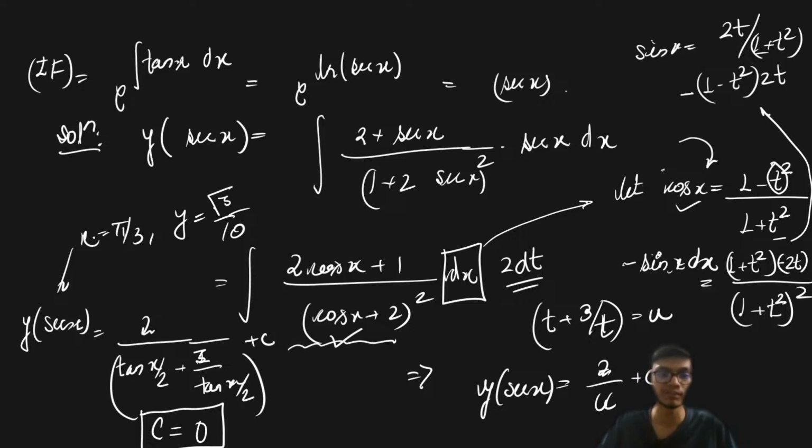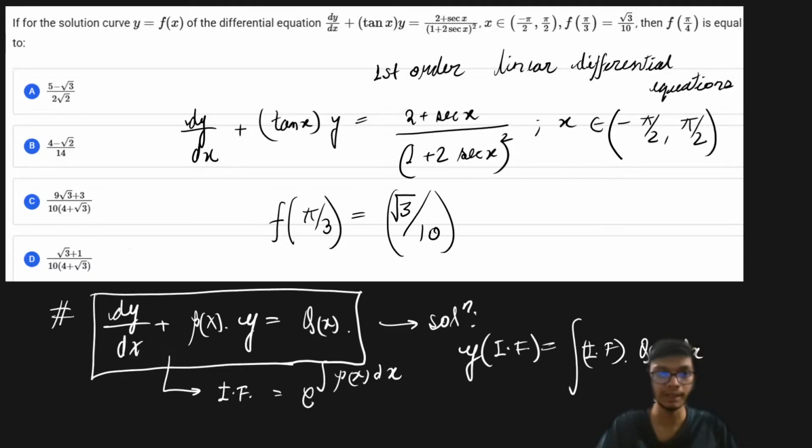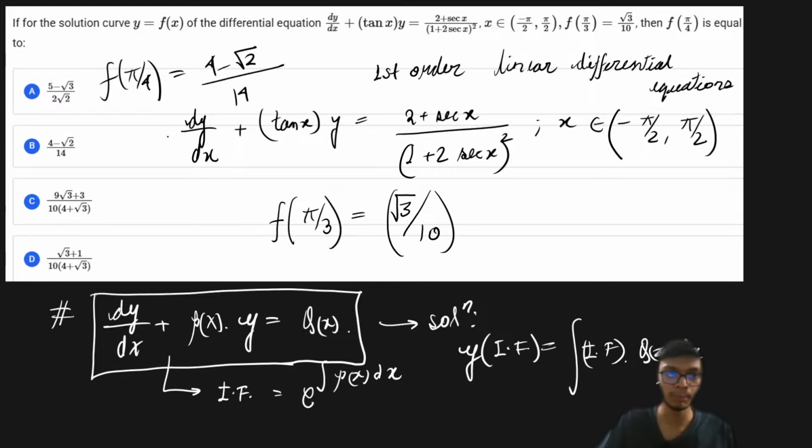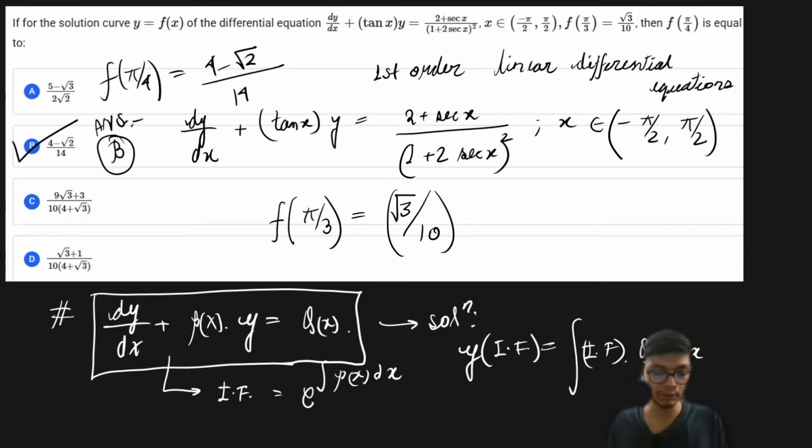So now you have to put the value of x equal to pi by 4 and find out the corresponding value of y. So from there, if you just do the simplification by yourself, you are going to get the answer that f of pi by 4 is going to come out as (4 minus square root 2) by 14, which is basically going to be equal to option number B, and that is going to be the correct answer to this particular problem. I hope this particular problem is clear to all of you.